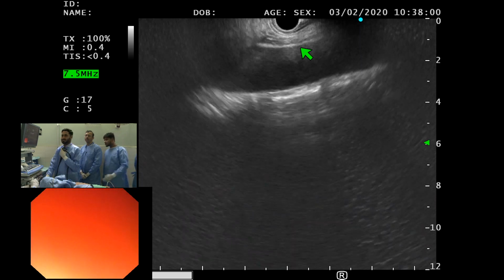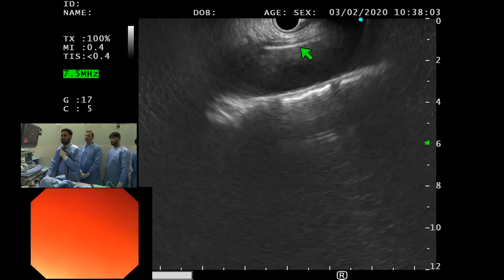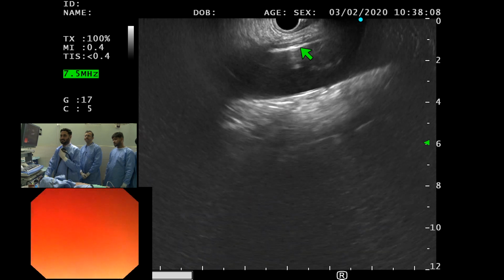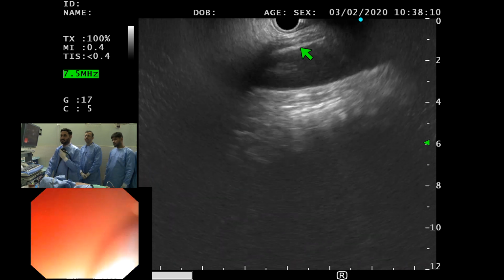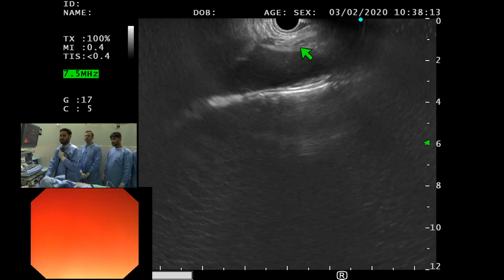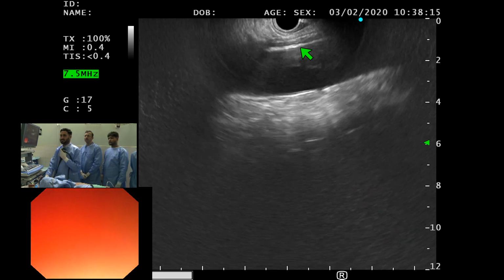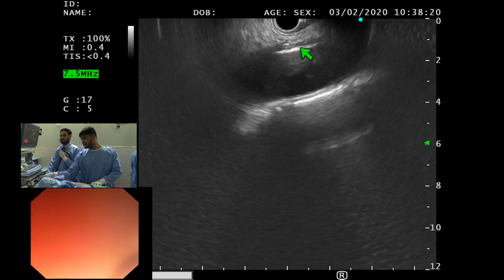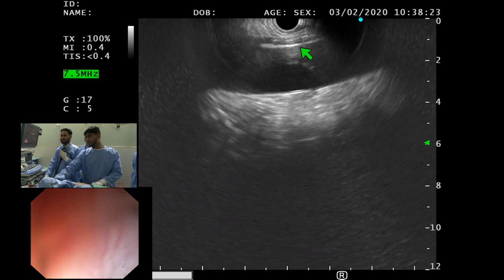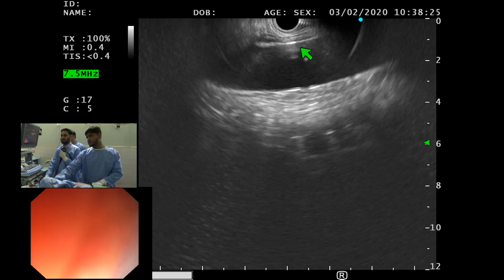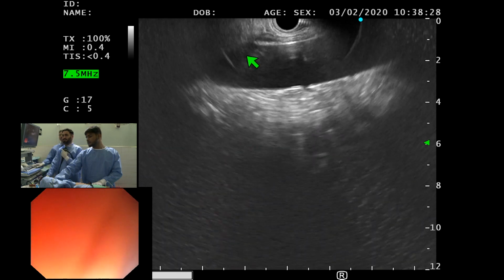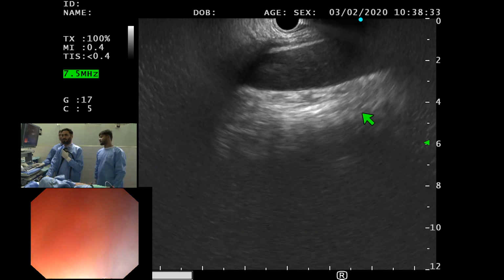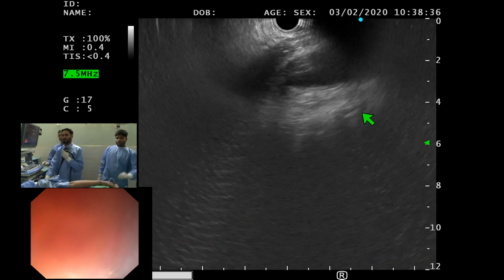Gentle push, big wheel slightly away from you, and keep pushing along the aorta. Slight push, gentle push. No, you need to keep the aorta under your vision. Okay, you can see that the blood vessel is coming up. Yeah, but you need to push a little further. Push further. Push.